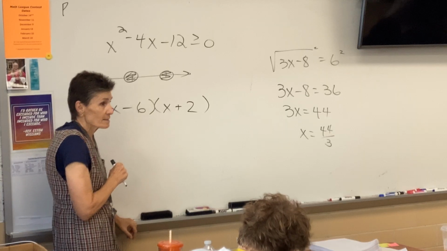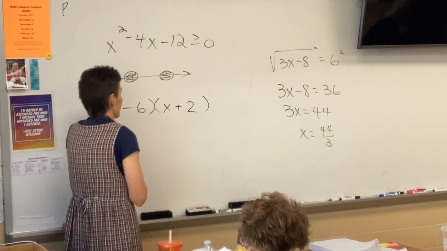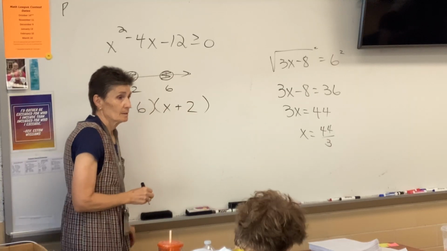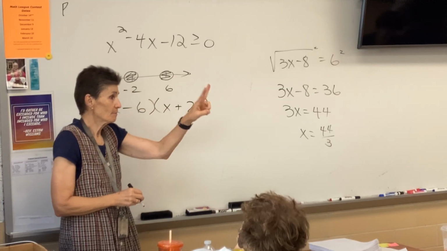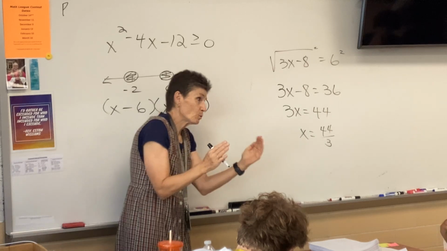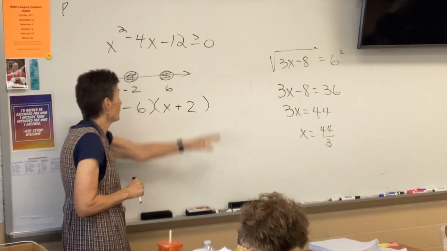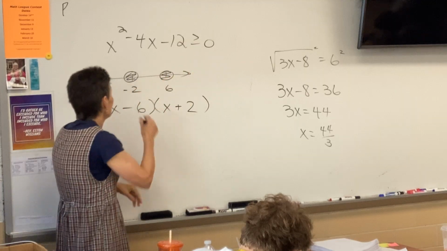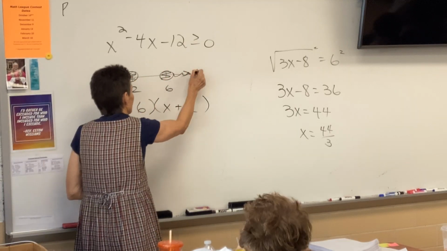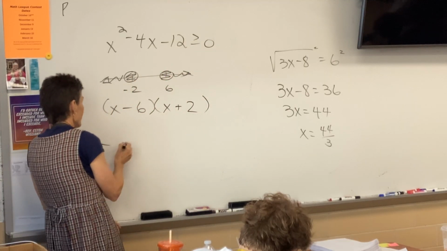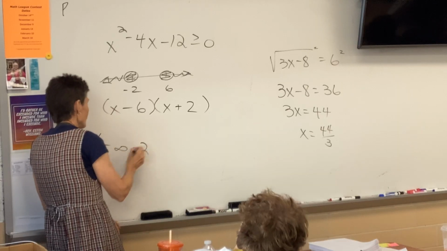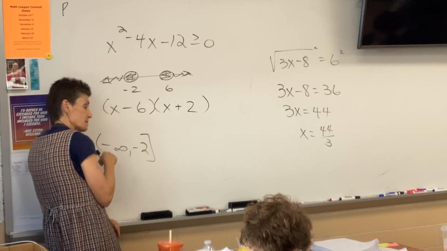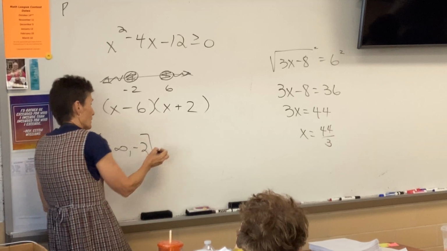Where are the dots? Negative 2 and 6. How many dots do I have? I'm going to shade in between them, or I'm going to shade outside of them. What do you think? Outside. So negative infinity to negative 2. Remember, infinity is always parentheses.